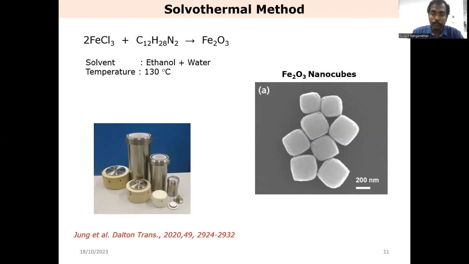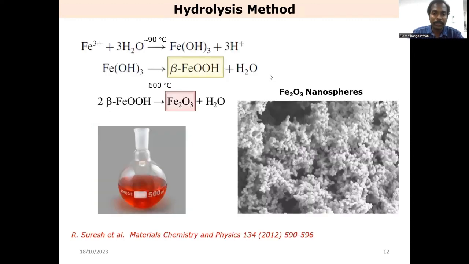In case you use only water as the solvent for this reaction, then we can say it is a hydrothermal reaction. Generally, for a hydrothermal or solvothermal reaction, we need an autoclave, a special piece of equipment. Here are Fe2O3 nanocubes prepared by using a solvothermal method.